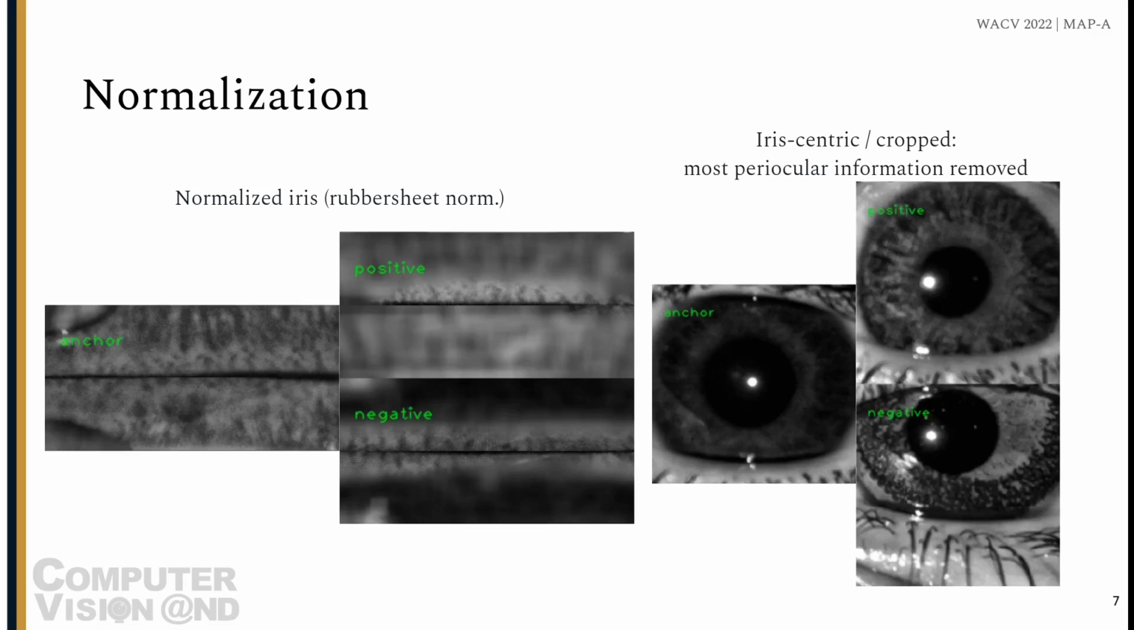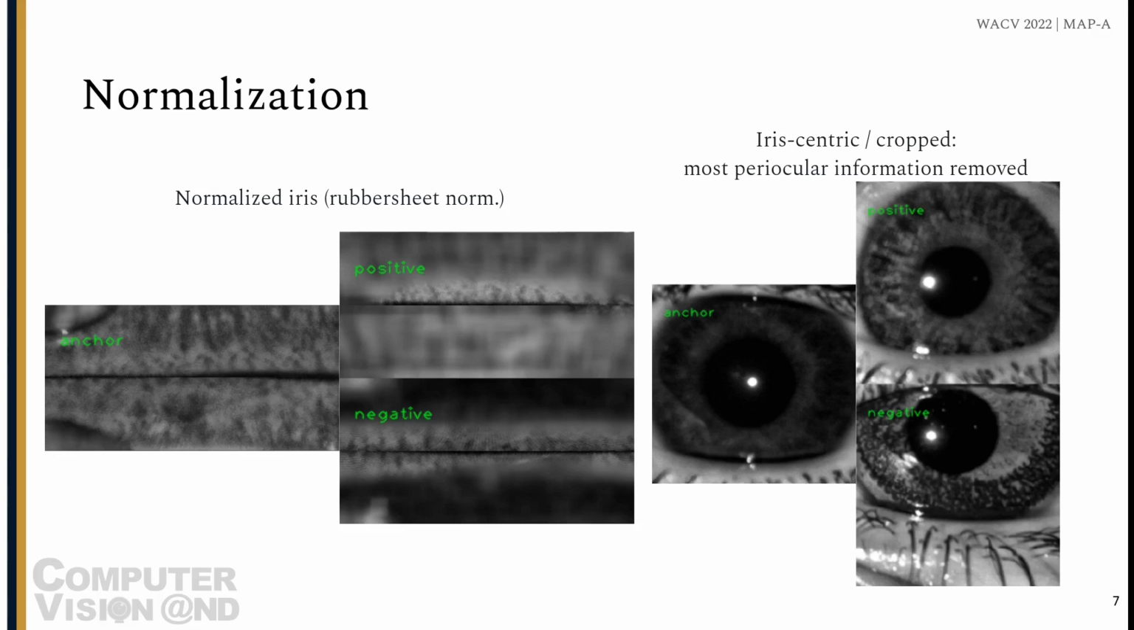As a preprocessing step, we either normalize or crop the images before they are fed into the network. With the rubber sheet normalization, there is no information about the periocular region. With the cropped or the iris-centric normalization, most of the periocular region is removed and only part of the sclera and the surroundings is preserved.